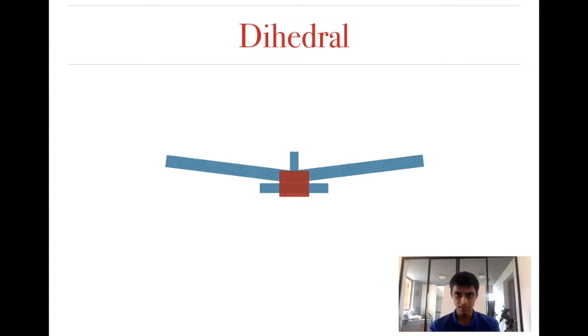If you take a look at this, again you can see that the wings aren't straight. You can see the horizontal stabilizer at the back. You can see that is straight, but the wing is not. Okay? So that is called the dihedral.